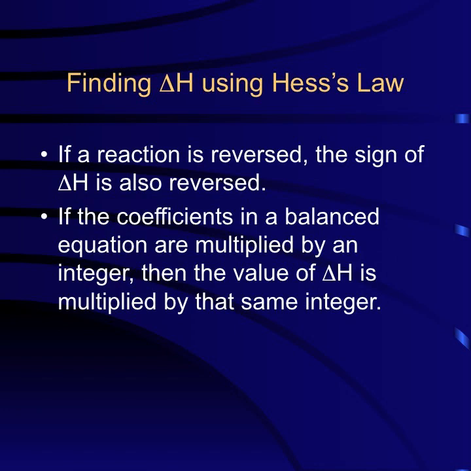In Hess's law problems, there are two things that you need to remember. There are two ways to manipulate your steps in order to get your overall reaction. This doesn't make any sense right now, but it will. If a reaction is reversed, then the sign of its delta H is also reversed. If the coefficients in a balanced equation are multiplied by an integer, then the value of delta H is multiplied by that same integer. You'll have to just analyze your steps and your overall reaction to determine what needs to be done.